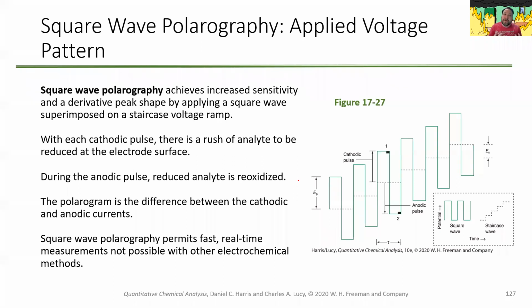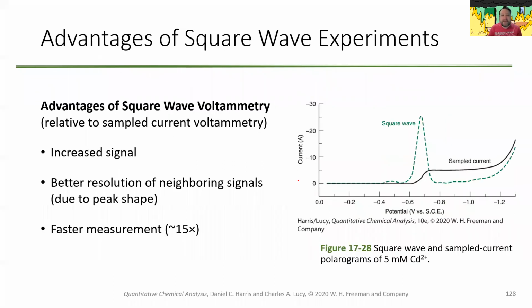So there are some advantages to doing polarography. I just don't like doing it. There are some advantages of square wave voltammetry relative to the sampled current voltammetry. So you get a little bit more signal out. You get better resolution of neighboring signals, and it's a little bit faster measurement. So this is that cadmium pulse, cadmium again, but now if we do it in differential pulse or square wave, we're going to see a little peak, right, versus just a little sigmoidal shaped curve instead.